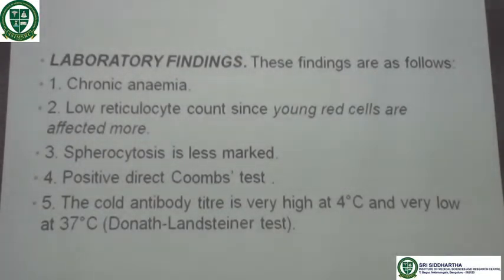Spherocytes, we don't see less marked spherocytes. Again, Coombs test, yes, it is a positive direct Coombs test. Okay, why? Because it's again autoimmune hemolytic anemia. The cold antibody titer is very high at 4 degrees Celsius, and very low at 37 degrees Celsius.